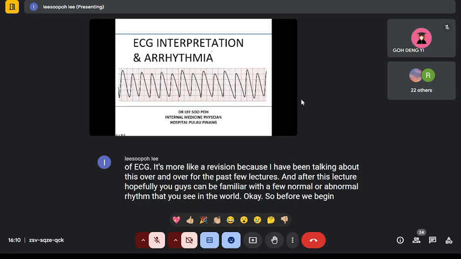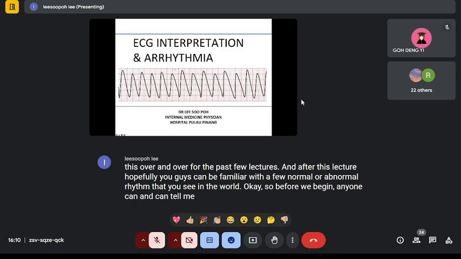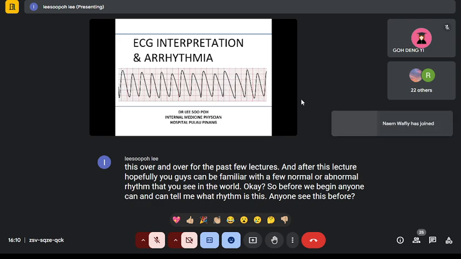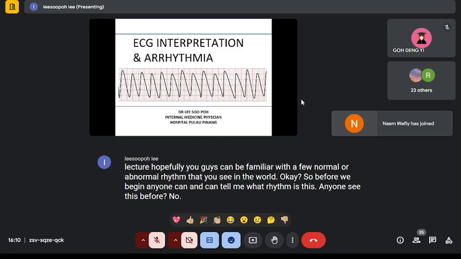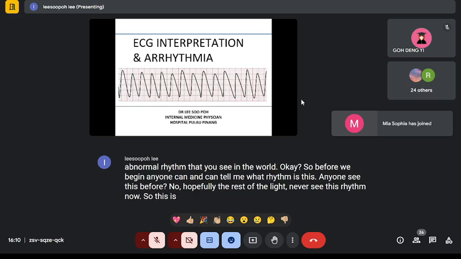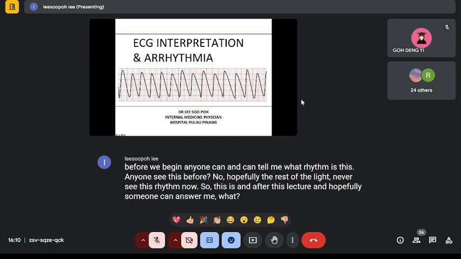Before we begin, can anyone tell me what rhythm this is? Anyone seen this before? Hopefully, in the rest of your life, you never see this rhythm. After this lecture, hopefully someone can answer what rhythm this is.